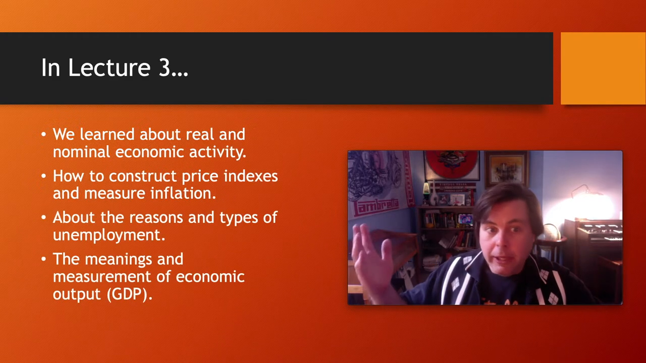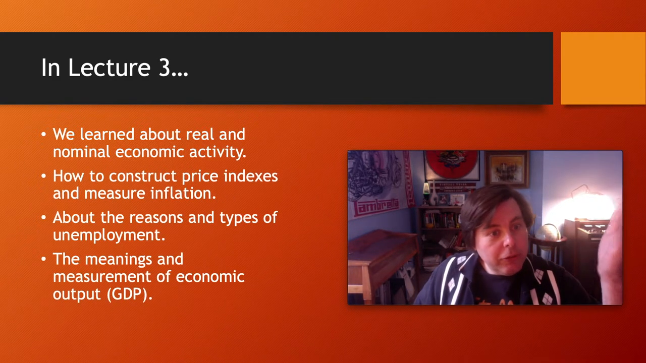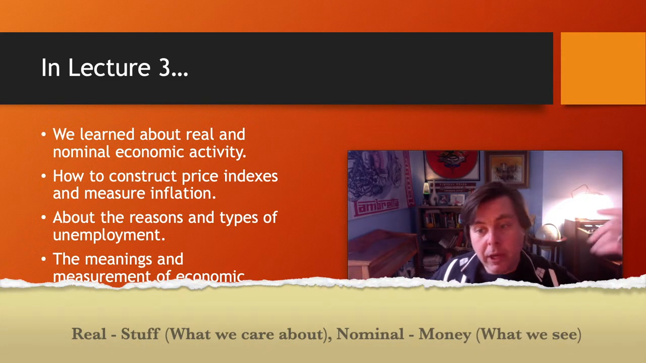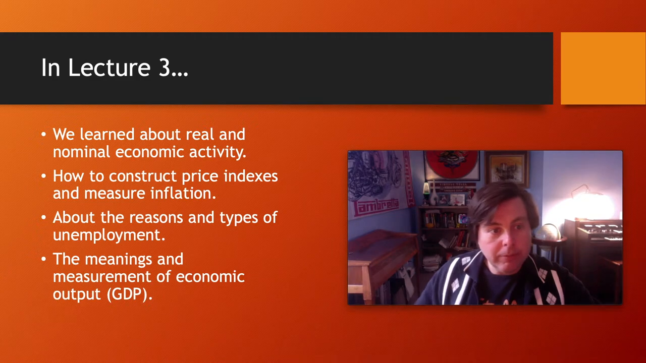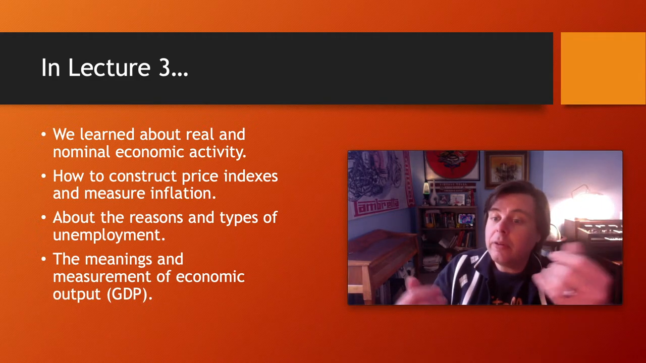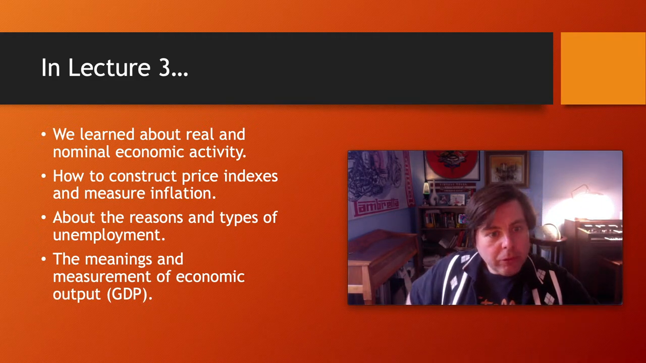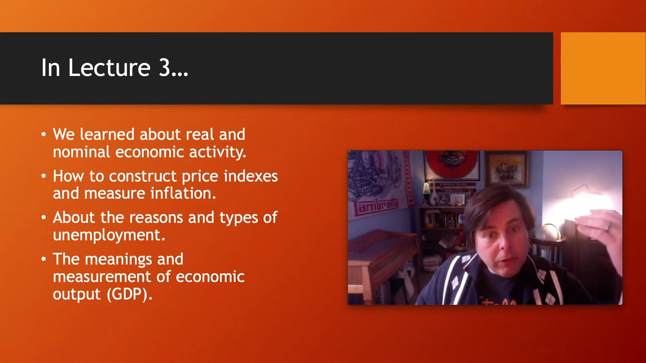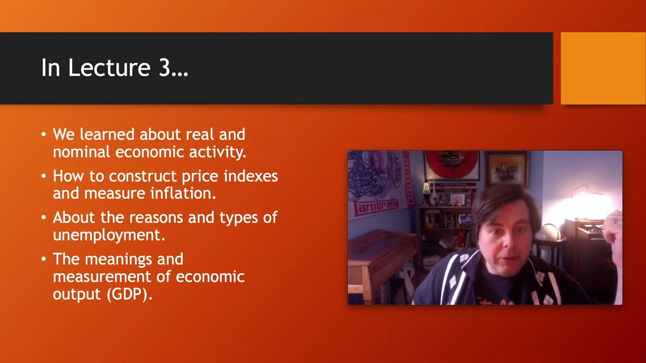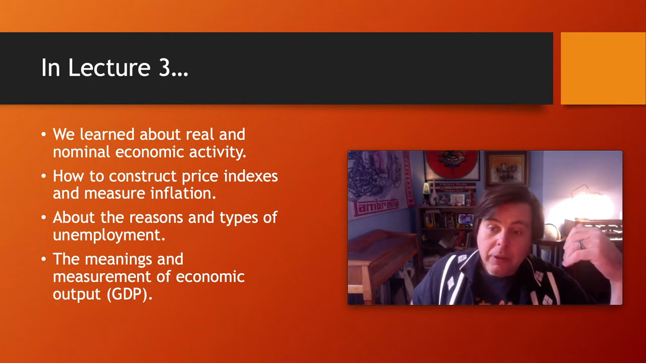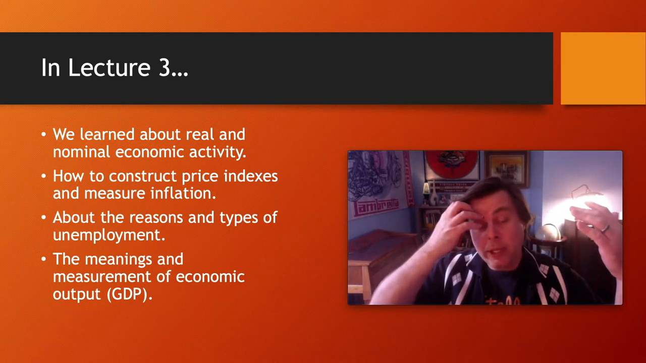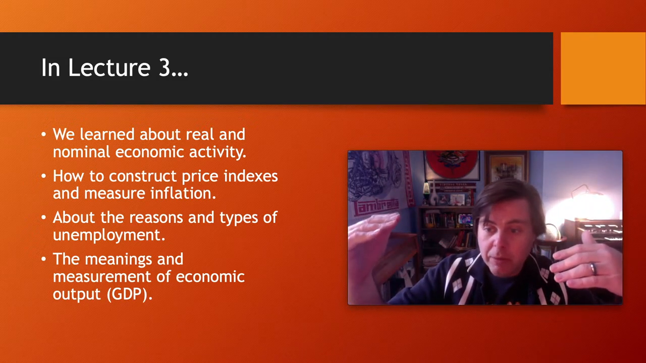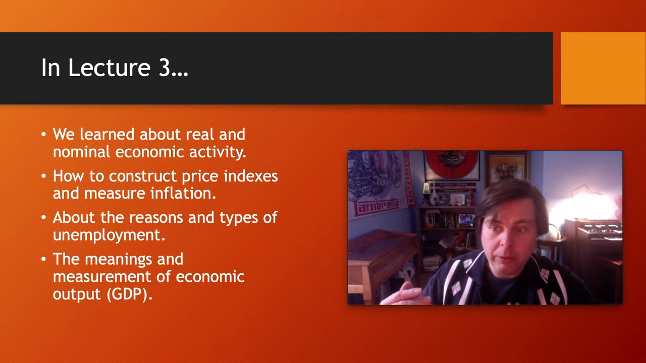citizen. In lecture three, we learned about real versus nominal activity. Real activity, of course, is the stuff that we make with an economy. That's real economic output. We learned about nominal. This is the dollar values of the things we produced. We learned about how those two ideas are connected in economic thought. We learned how to construct price indices and how to measure inflation. Measuring inflation is a way of trying to connect the nominal with the real, because we observe nominal values, but we care about real values.